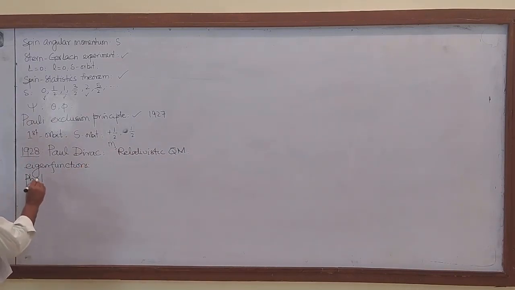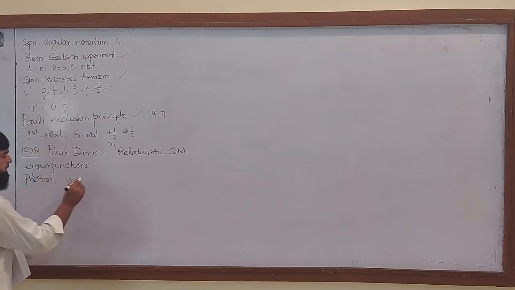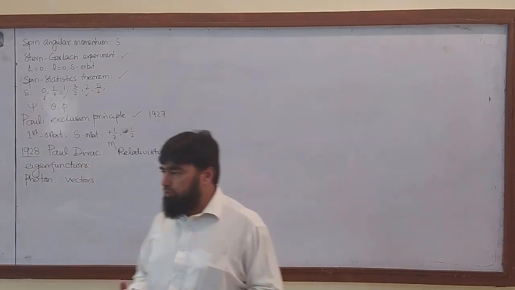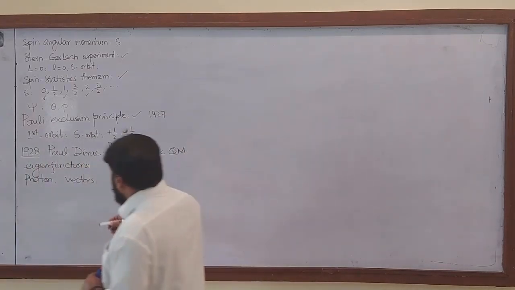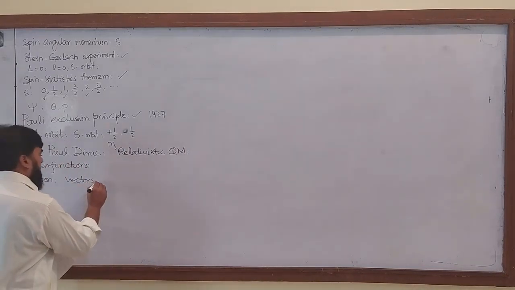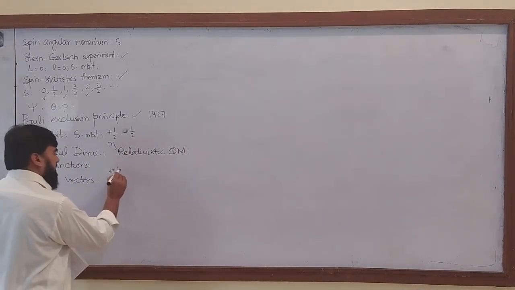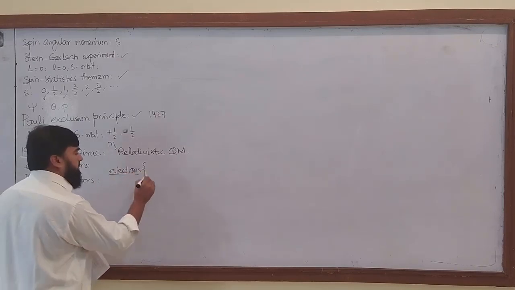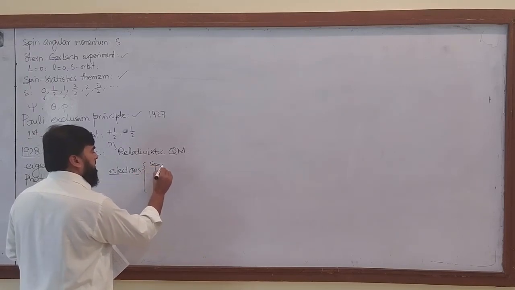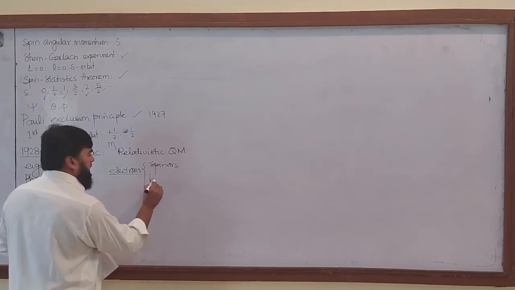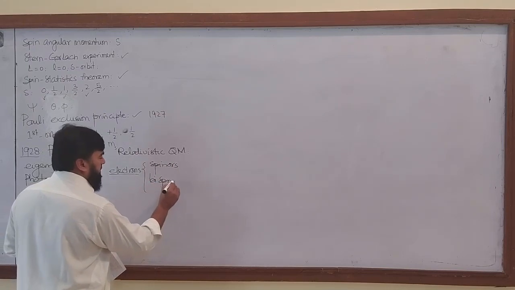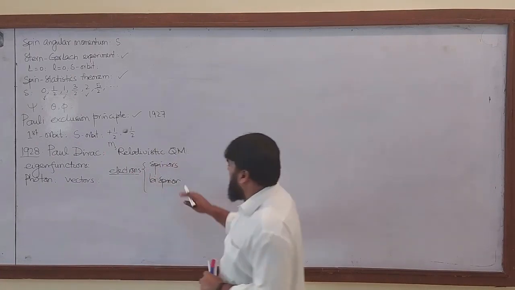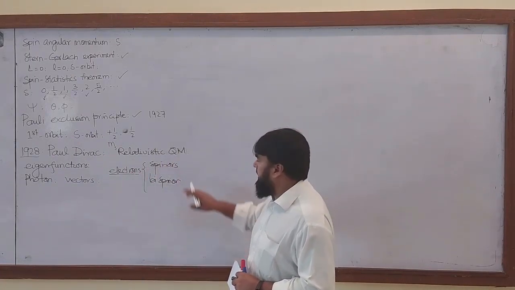When it comes to the photon, it is represented by common vectors, vectors having magnitude and direction. But when it comes to electrons or other elementary particles, then we represent them by spinors, spinors and bispinors. In a while we will come to know what spinors and bispinors are.